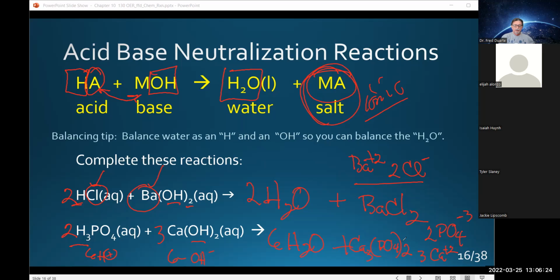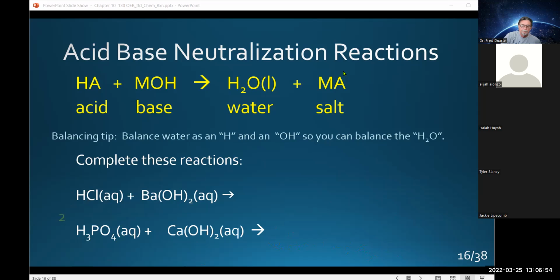Okay. And so now we go back and check. We know the hydrogens and the oxygens are good to go because we went through that scenario. The phosphates, we got 2 of them over here, and we got 2 over here on the product side. We got 3 calcium on the reactant side, and we got 3 calcium. So by default, if I put them together in the right ratio, they balance each other out. Okay. So let me clear up my mess, and we'll bring in the slides.